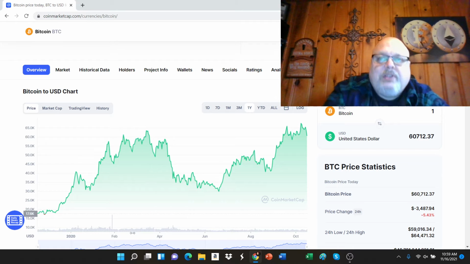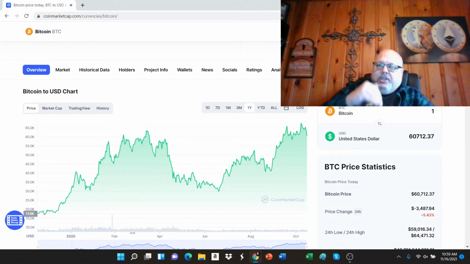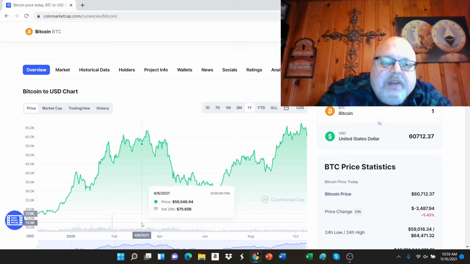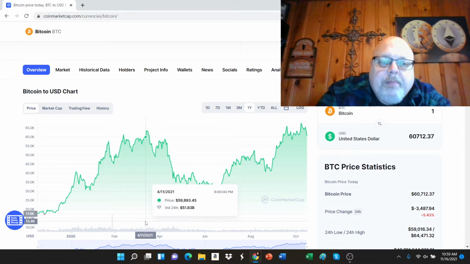You understand how this works? You use those key numbers and you create a range. It bounces off of 50 now. Up it goes. New all-time highs, 64. Boom, boom, boom, right here.